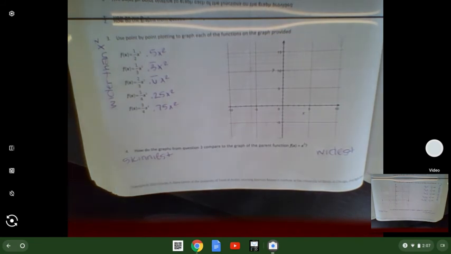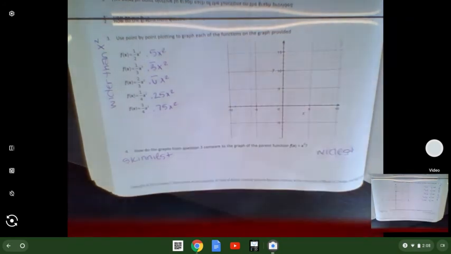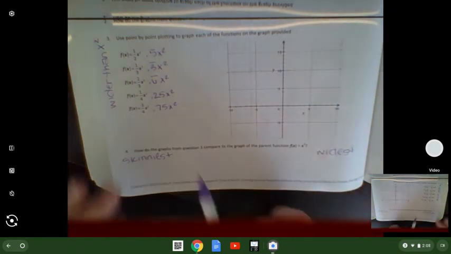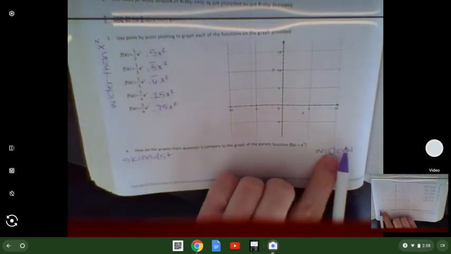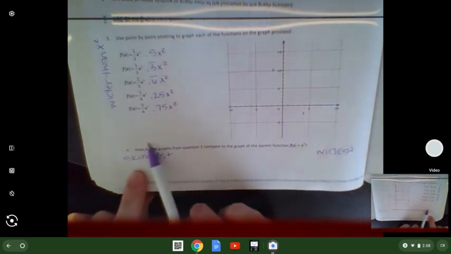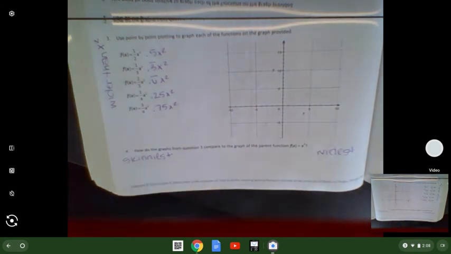I want you to pause the video, graph these in your computer if necessary, make a sketch over here if you want to, make a judgment of these graphs that are going to be wider than x squared: which one is the widest, the fattest of all of them, and which one is really the skinniest of the fat graphs. Use your calculator, use your computer if you need to, and then unpause the video.